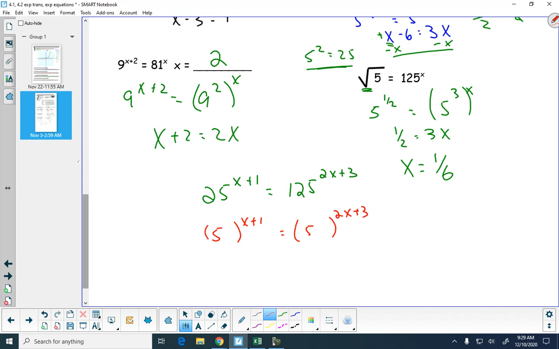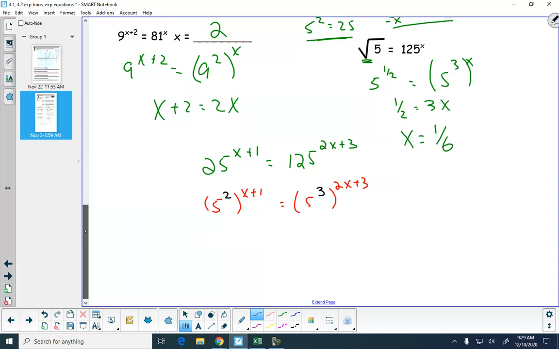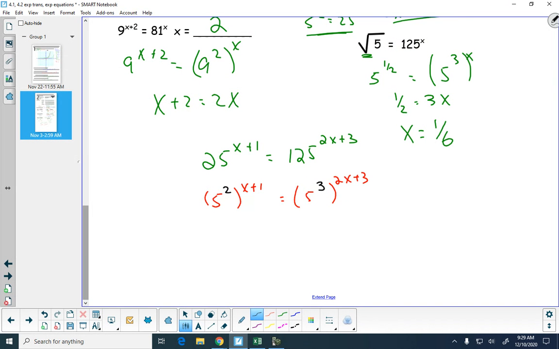Just rewrite as a base of 5. Okay, and hopefully we know we have squared and cubed here. Now what we have to watch out for here is we have a power to a power. What we said before is that we have to multiply them. But you have to watch when you multiply, because you need to multiply the entire thing together.